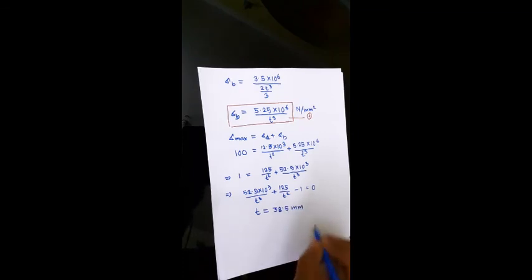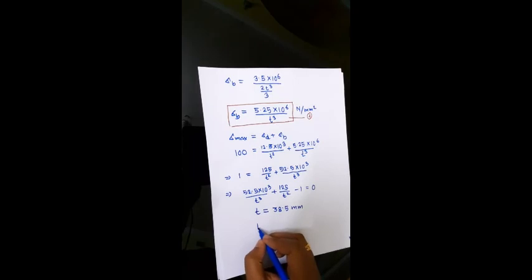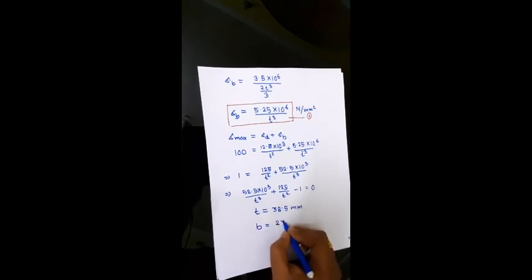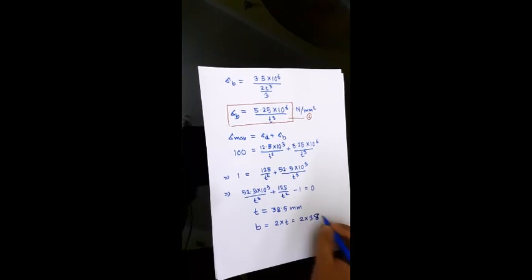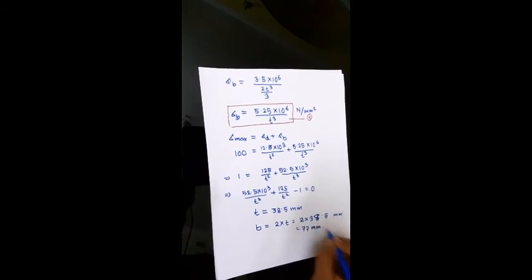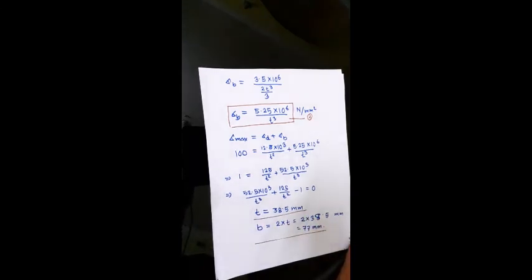38.5 mm, and the value of b will be 2 into t, that is 2 into 38.5 mm, that is 77 mm. So these two are the answers, t and b.